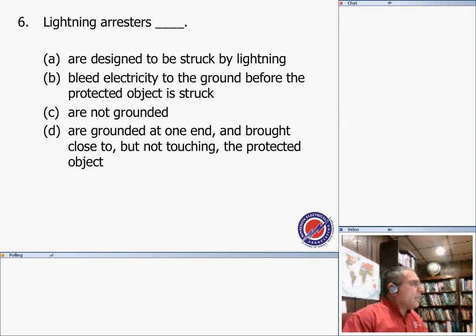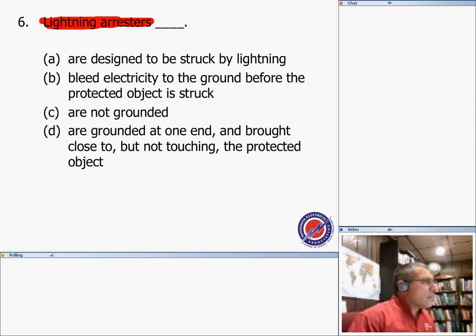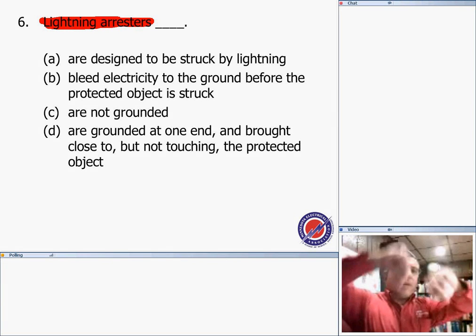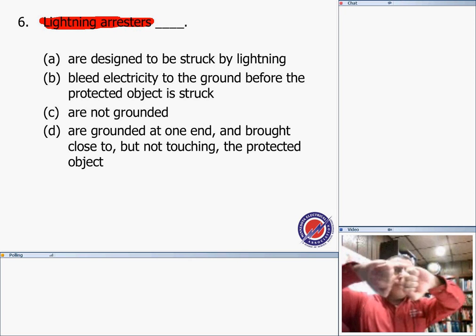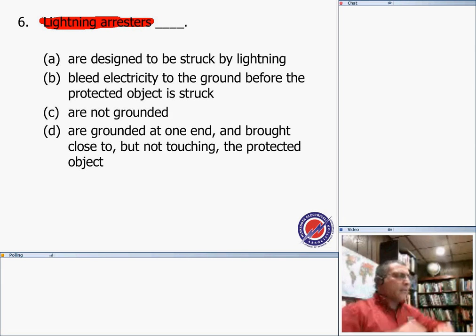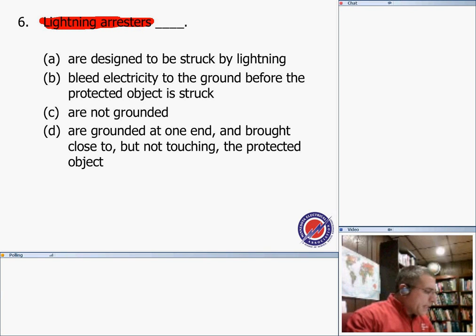That's number 6, lightning arresters. You guys got this one wrong. A lightning arrester is a piece of equipment especially designed so that two contacts are put so close together that when the voltage becomes very high, the air between the two contacts becomes conductive and sends that voltage directly to the ground. So number 6 is D, and that's why you got confused.